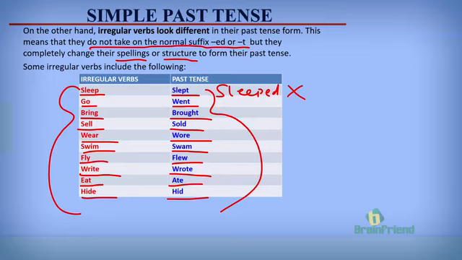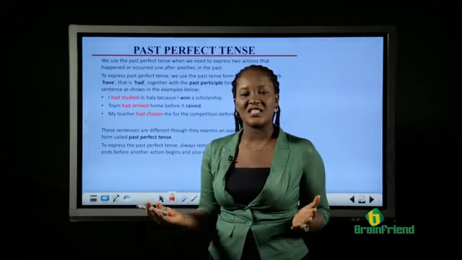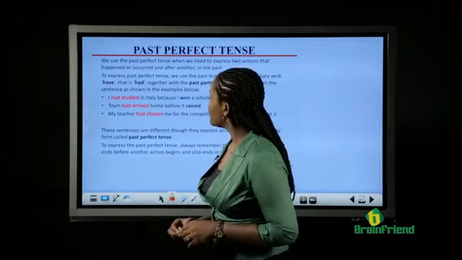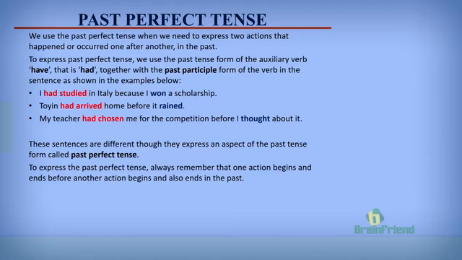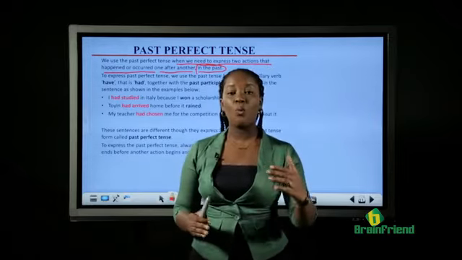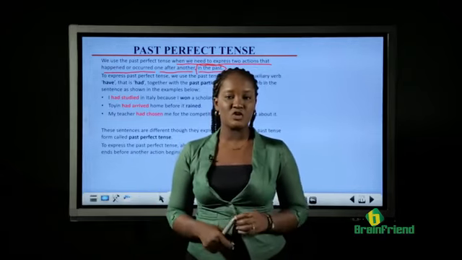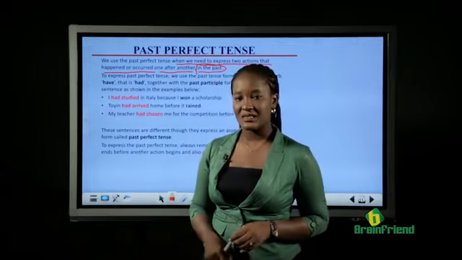So these verbs are called irregular verbs. Now the second tense we'll be looking at is the past perfect tense. What is the past perfect tense all about? We use the past perfect tense when we need to express two actions that happened or occurred one after another in the past. When we have two actions that happened one after another in the past, we express such actions using the past perfect tense.